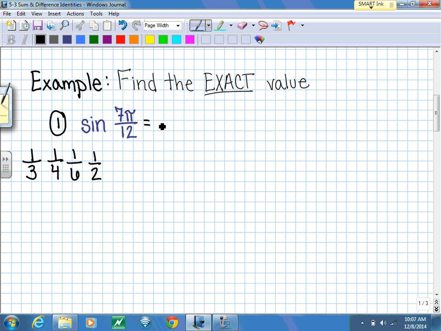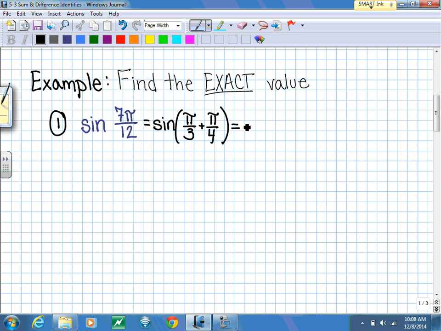Well, 7/12ths, we could get that by adding pi over 3 plus pi over 4. Because in order to add together, we have to have common denominators. The common denominator between 3 and 4 would be 12. And so if I did that here, I get 4 pi over 12 plus 3 pi over 12, which ends up giving us 7 pi over 12.